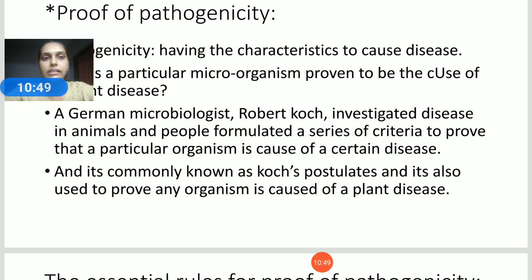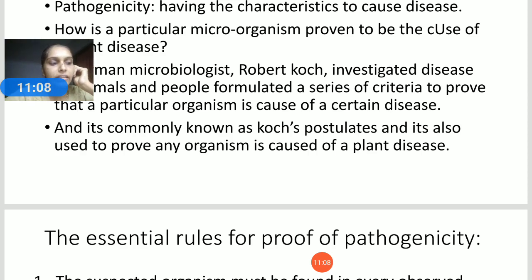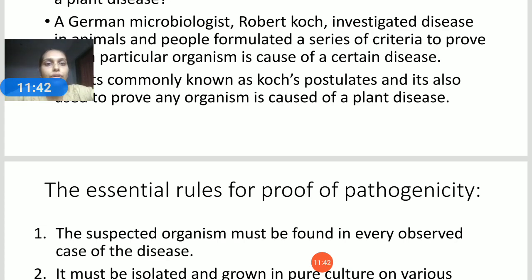Okay, so for the proof of pathogenicity, we study Koch's postulates, which are used to prove that an organism is the cause of a plant disease. Robert Koch isolated the pathogen, or the culture, from the diseased plants and inoculated it into a healthy plant by rubbing the leaf. Okay, and then after some time following the inoculation, we see the same symptoms of the diseased plant. After that, we prove that this organism causes the same disease in the healthy plant. Okay, so it is essential.